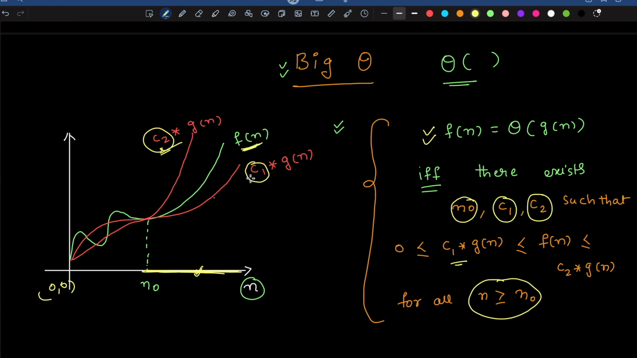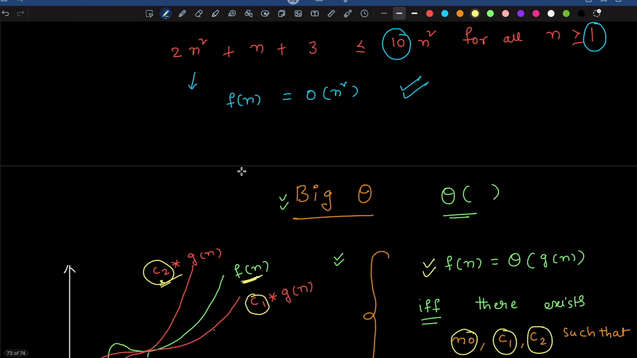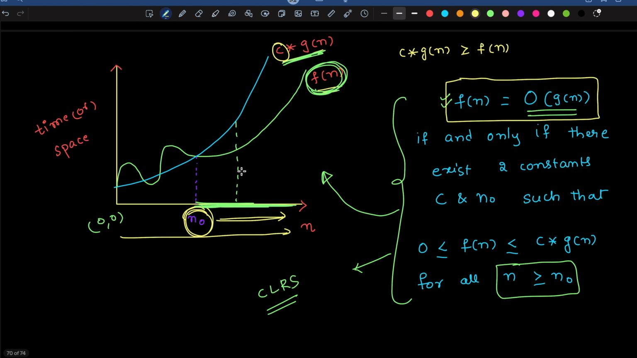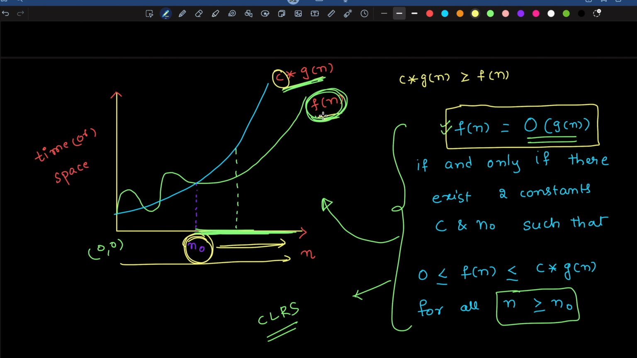Intuitively, what is this saying? In case of big O, my f of n can't be greater than c into g of n. So I would say that my f of n is upper bounded by g of n here, right? So my f of n is upper bounded by g of n.